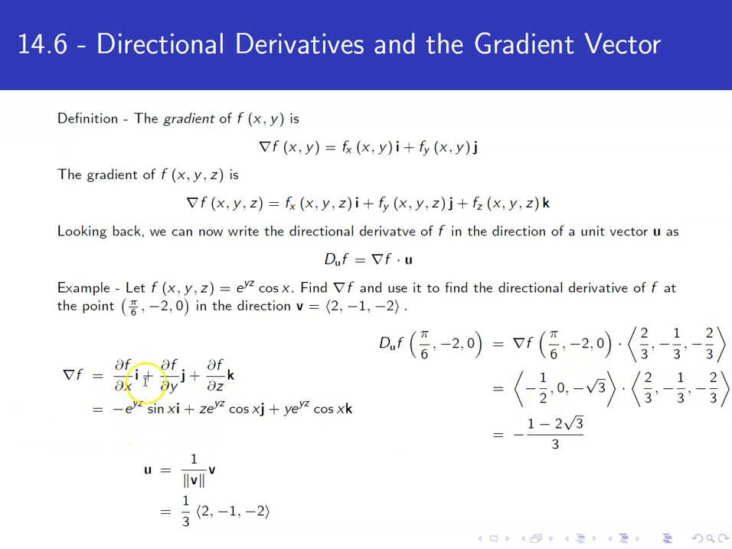We should get a -1/2 times i, a 0 times j, and a -√3 times k. When we do our dot product then, we'll get a -1/3, and then a plus 2√3/3. So if I combine and factor out a negative sign, I get -(1 + 2√3)/3 as the directional derivative.